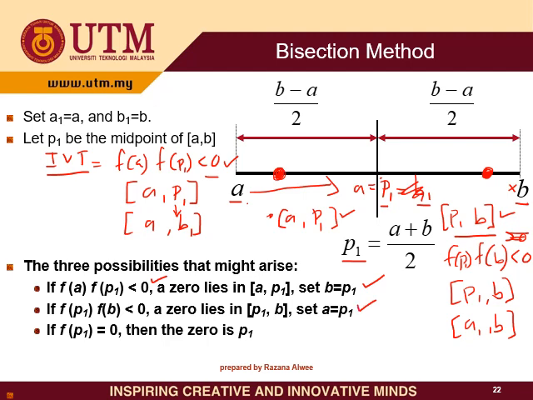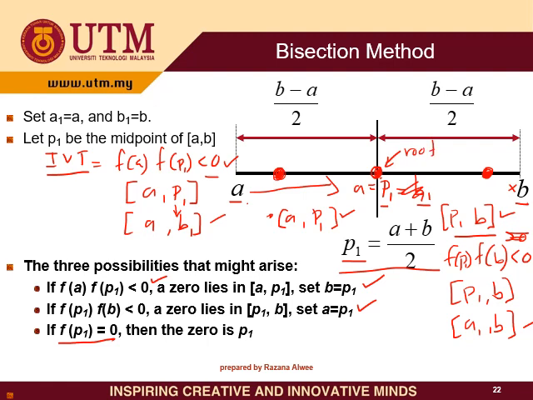The third possibility is when you do this equation, you will get FP1 equal to 0, which means this is the root. If P1 gives 0, then you have already found the answer. You are very lucky. So this is your answer, and no need to do the next iteration like this one and this one, because you already found your root.